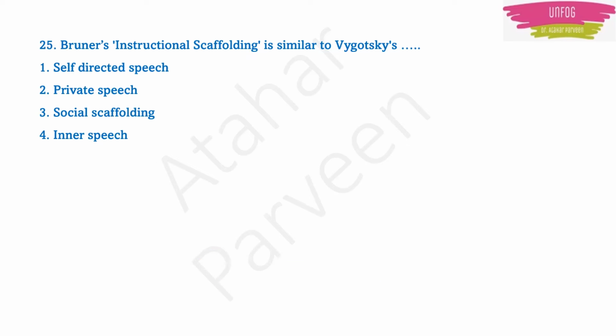Next, question number 25. Bruner's instructional scaffolding is similar to Vygotsky's. So they are comparing instructional scaffolding of Bruner to Vygotsky's what? They are given 4 options: self-directed speech, private speech, social scaffolding, inner speech. So it's a very common question wherein anyone can give the correct answer. The correct answer will be social scaffolding. See, instructional scaffolding, social scaffolding, and they are comparing the type of scaffolding of Bruner and Vygotsky.